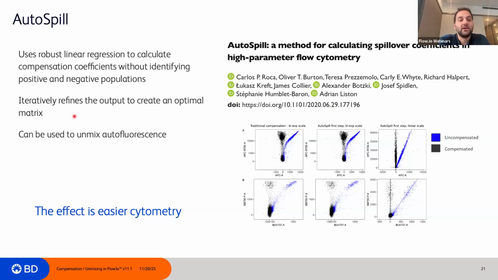So the effect is easier cytometry and a much easier algorithm, especially if you have very large panels. AutoSpill runs very fast, meaning all the preparation of checking the positive and negative gates can take time. However, when you use AutoSpill, you don't need to define all that, so you can save a lot of time and create a matrix which is identical in many cases to the traditional algorithms.